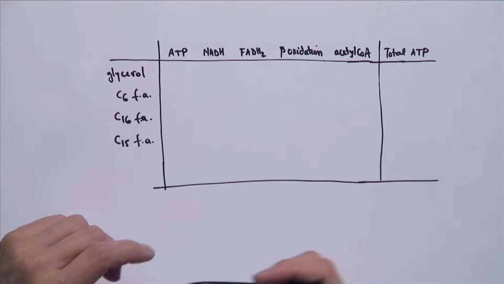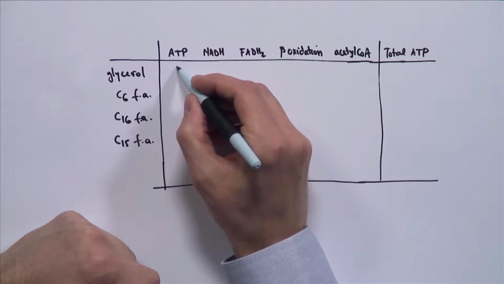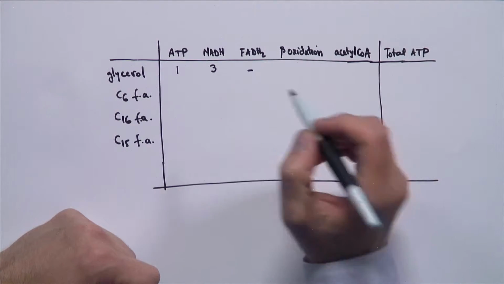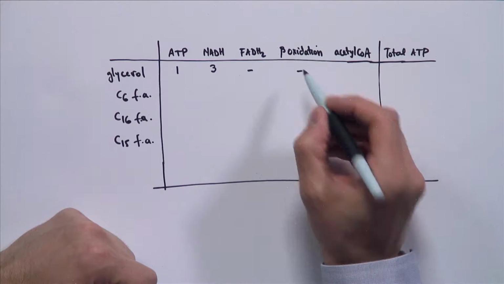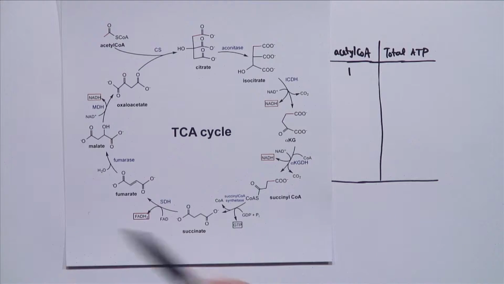So going back to our table, we said the glycerol is going to give us a net 1 molecule of ATP and 3 molecules of NADH. There's going to be no FADH2, no beta oxidation, and we're going to get 1 molecule of acetyl-CoA. As you've seen by this point many times, acetyl-CoA will enter the TCA cycle where it's going to be completely oxidized to 2 CO2 molecules, and in the process is going to generate the equivalent of 12 ATPs. Let's take a look where those are coming from.